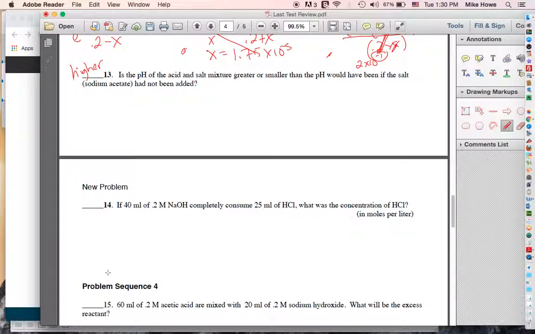I think we have time to do one more problem here. So this one is a stoichiometry problem. You have 40 milliliters of 0.2 molar sodium hydroxide and it's completely consuming 25 milliliters of HCl. So we're going to go ahead and write the equation. NaOH is going to react with HCl. It's going to make sodium chloride, and the other product is water.